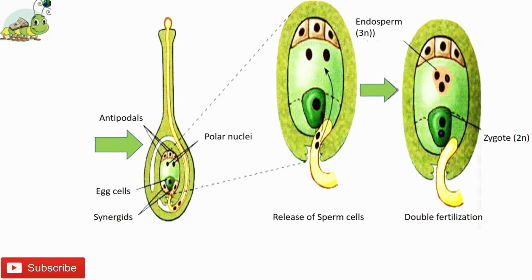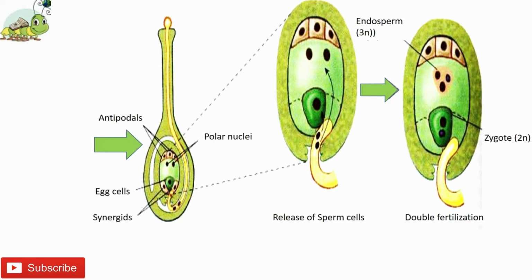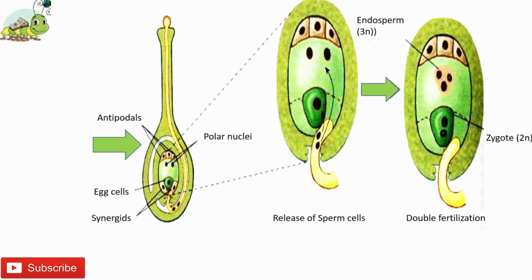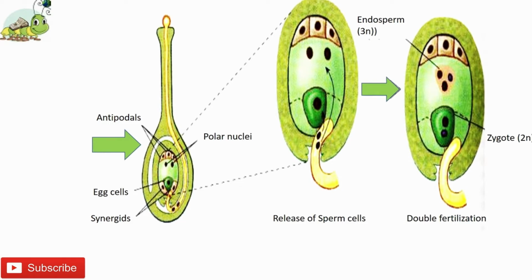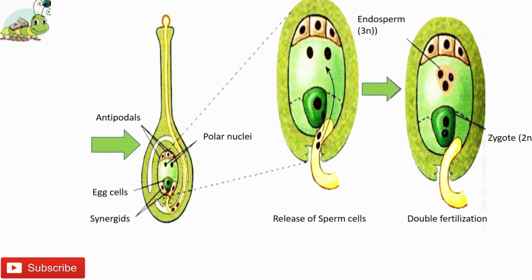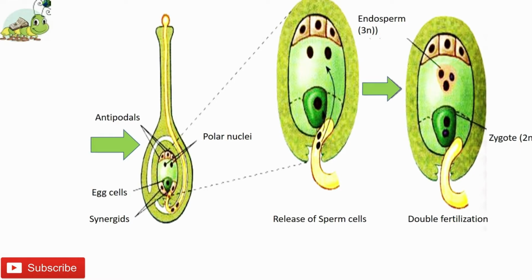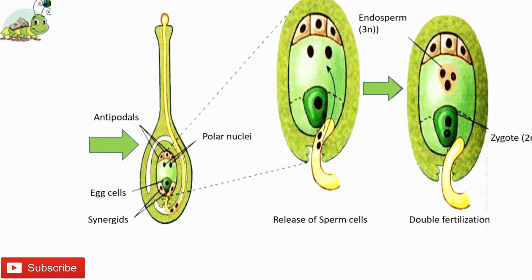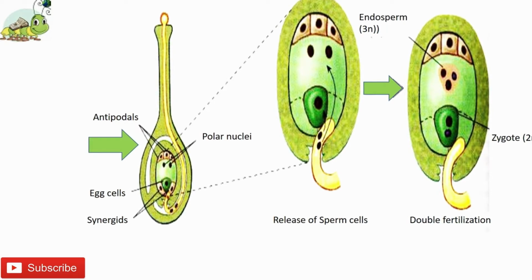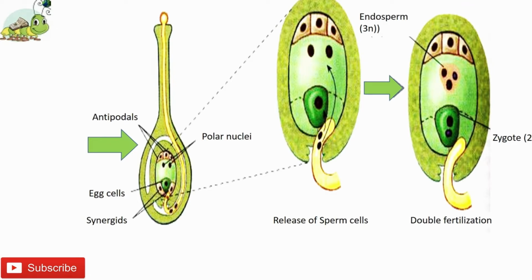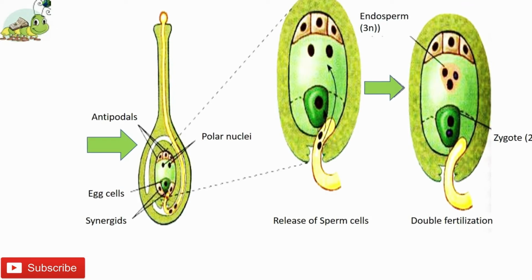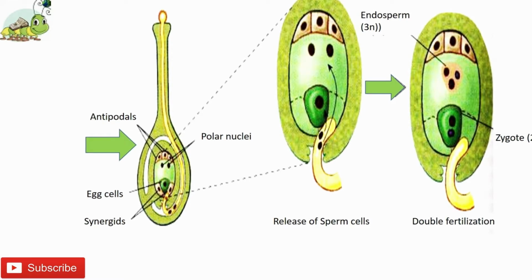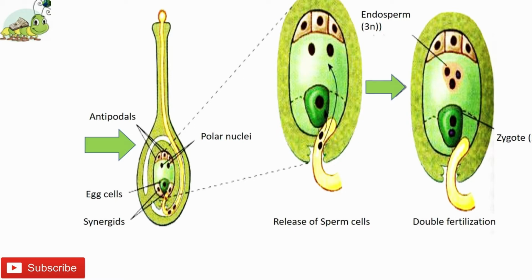Ultimately, the tip of the pollen tube bursts and 2 male gametes are discharged. The tube nucleus disorganizes before bursting of the pollen tube. One of these male gametes fuses with the egg cell or oosphere, causing fertilization, as a result of which the diploid oospore or zygote is formed.